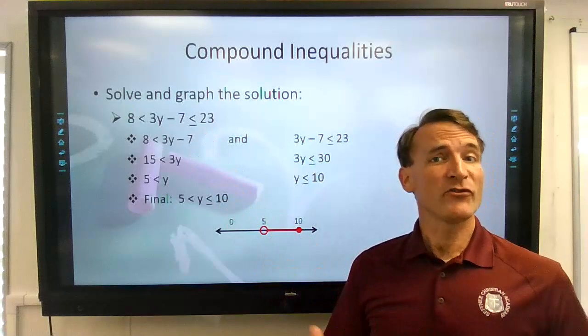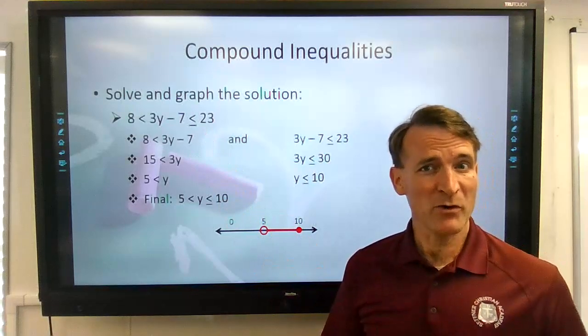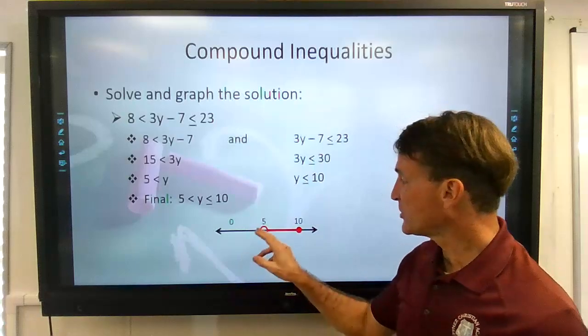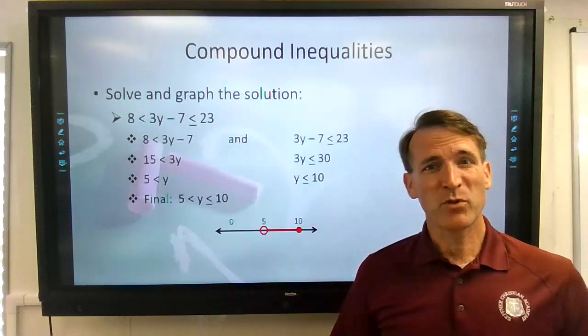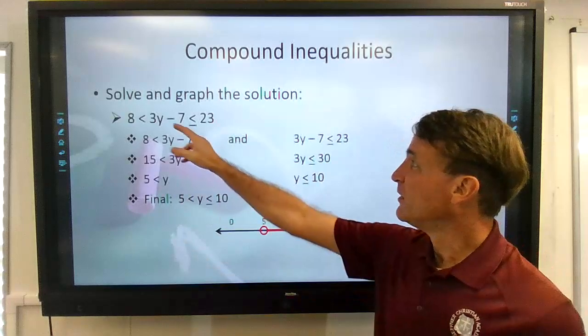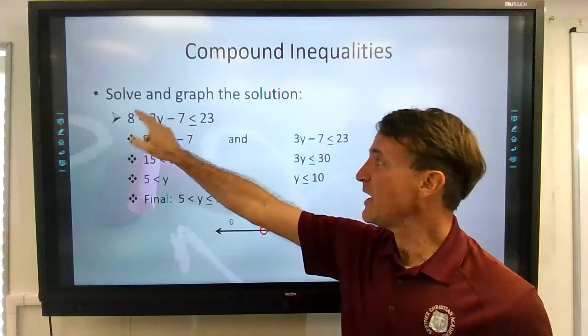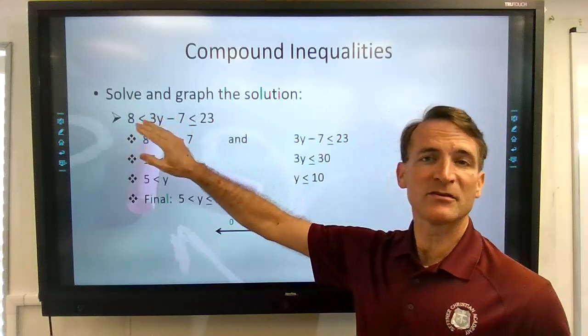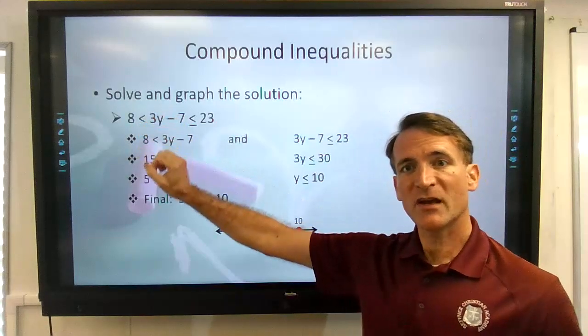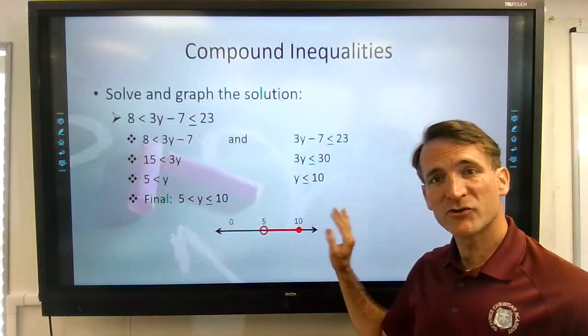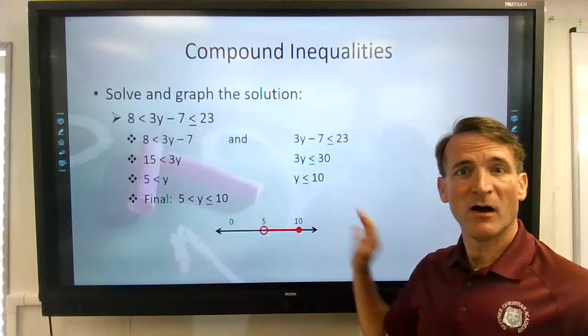If you wanted to also test some other values, which I would encourage you to do, such as maybe 4. If I plug in a 4, does it work out? 3 times 4 is 12. 12 minus 7 is 5. Is 8 less than 5? And the answer to that is no. So I've got a stopper. 4 doesn't work. I could also try a value such as 11 on this side.